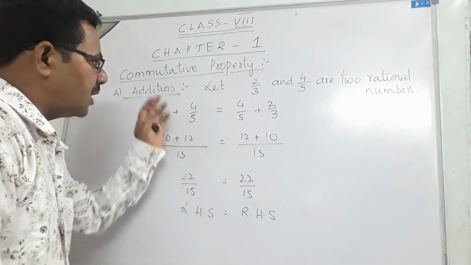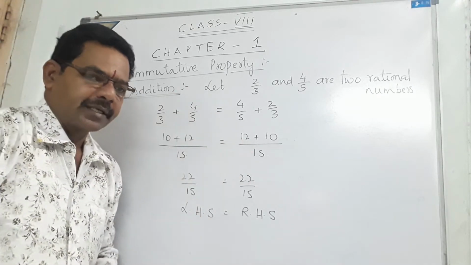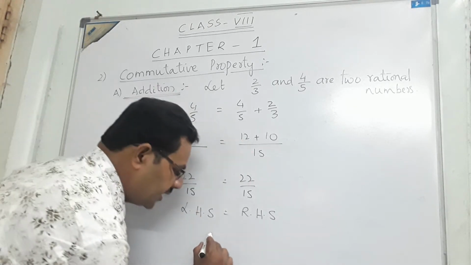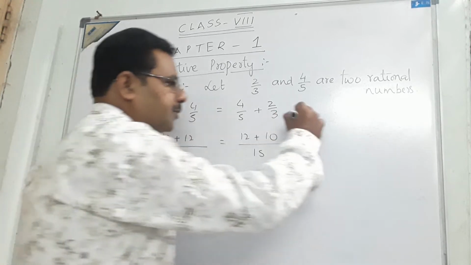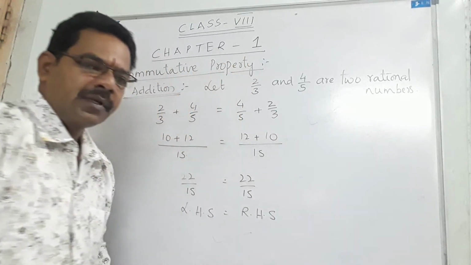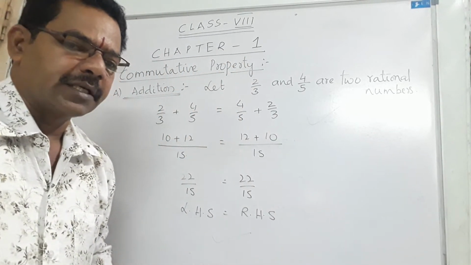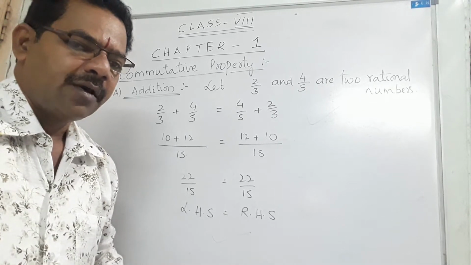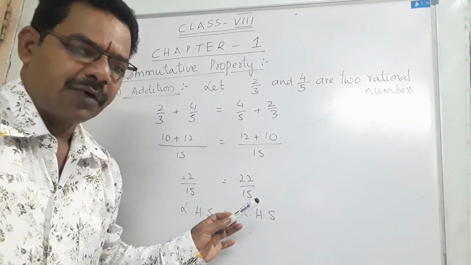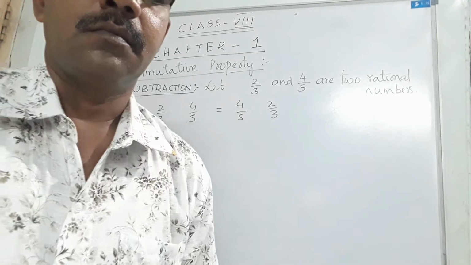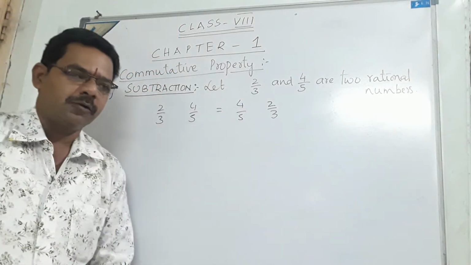Okay. So next we shall go for subtraction. So in addition it is followed. So we can put a tick mark like this. Next we shall go for subtraction. In subtraction we have to check whether this property is followed or not. Okay. So now coming to subtraction.